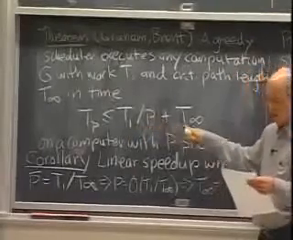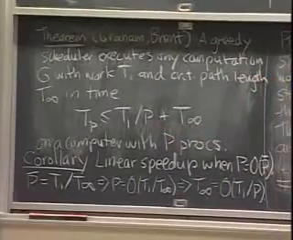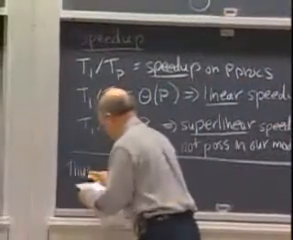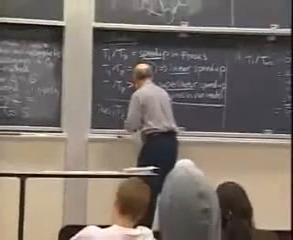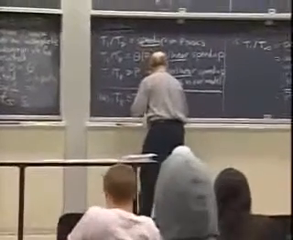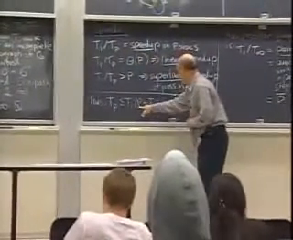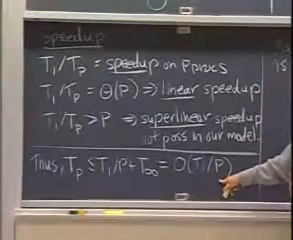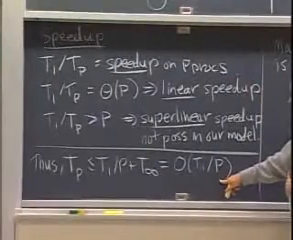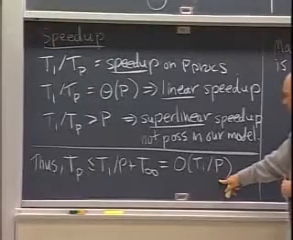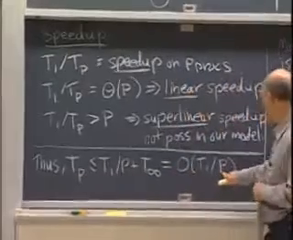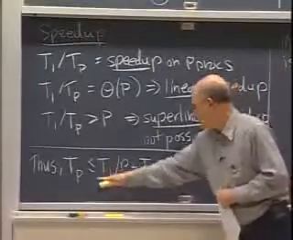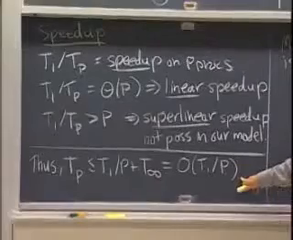And so, continuing the proof here, thus T sub P is at most T1 over P plus T infinity. Well, if this is order T1 over P, the whole thing is order T1 over P. And so now I have TP is order T1 over P, and what we need is to compute T1 over TP, and that's going to be order P.